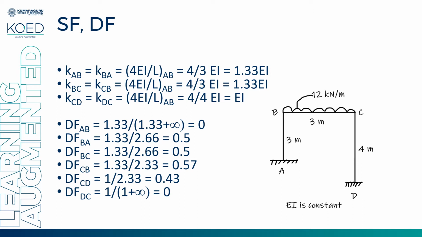With respect to the distribution factor, for an exterior fixed support it is 0, and for an exterior hinge it is 1. For the interior joints, the sum of distribution factors must be equal to 1.